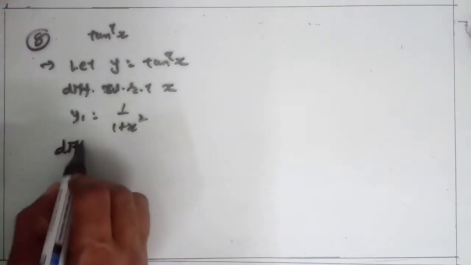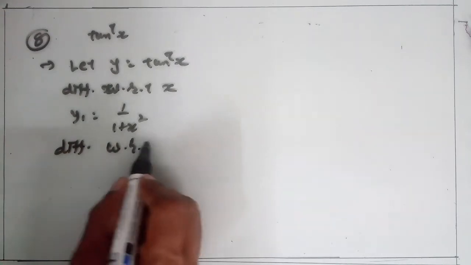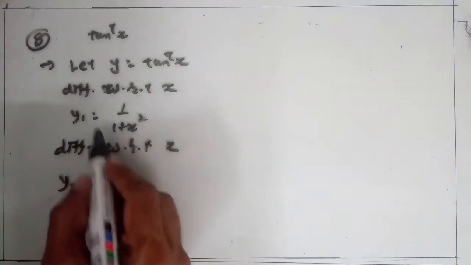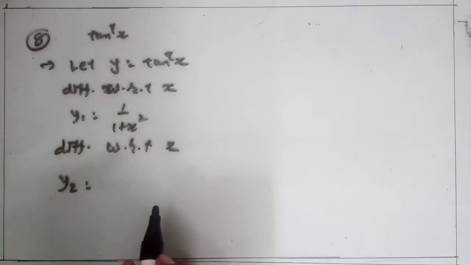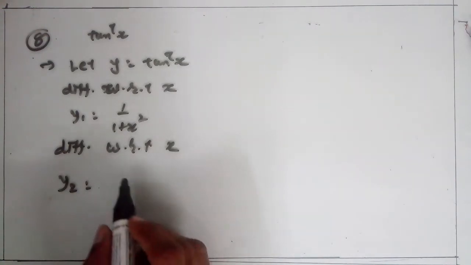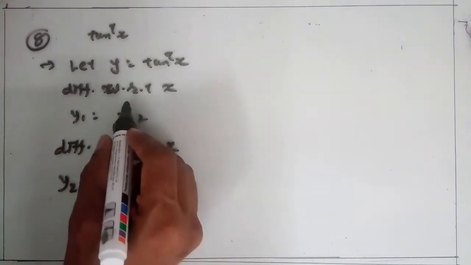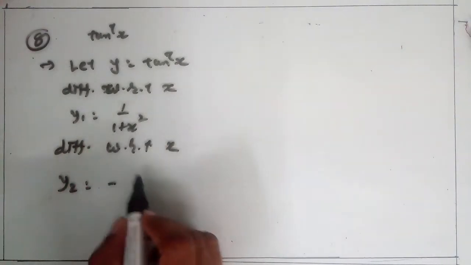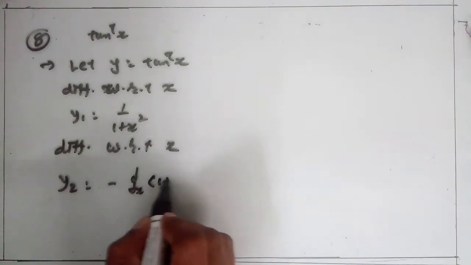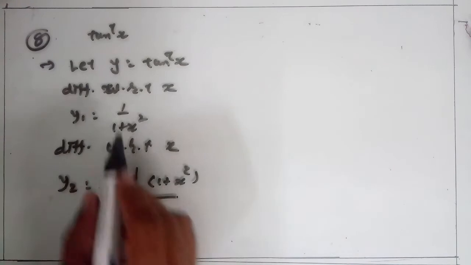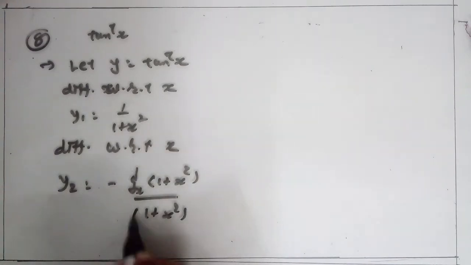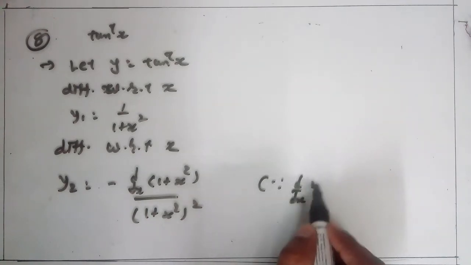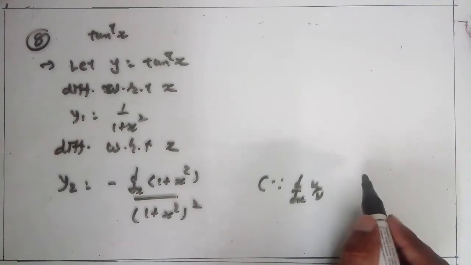Now second time differentiate with respect to x. So y2 is equal to, what is the derivative of 1 upon 1 plus x squared? You know how to get the derivative of this. 1 plus x squared into the derivative of 1, which is 0, minus 1 into the derivative of this, d/dx of 1 plus x squared, upon the square of this, that is (1 plus x squared) squared. Apply the division law, d/dx of u upon v, you know that.